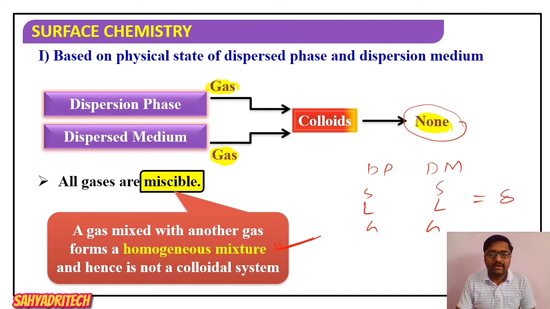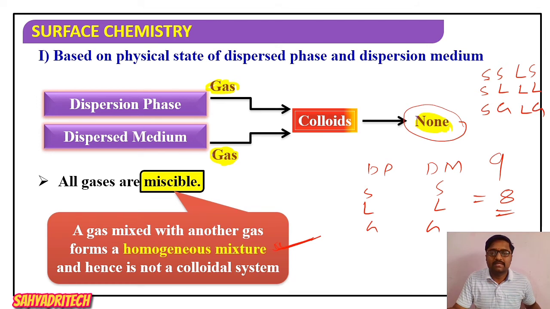Totally 8 combinations I said, out of 9 possibilities here. Which ones did I say? Solid in solid, liquid in solid, gas in solid. Next, liquid in liquid, solid in liquid, gas in liquid. How many is that? 3 plus 3, 6, right?